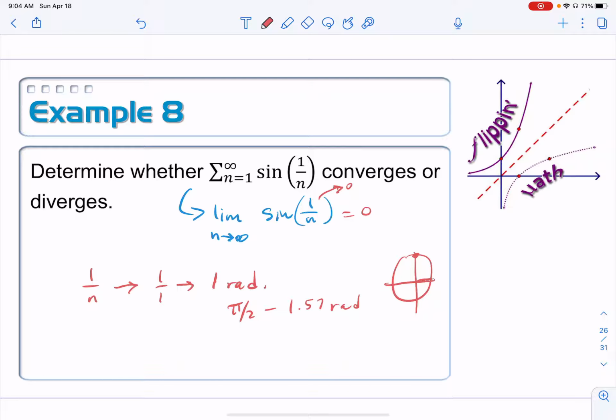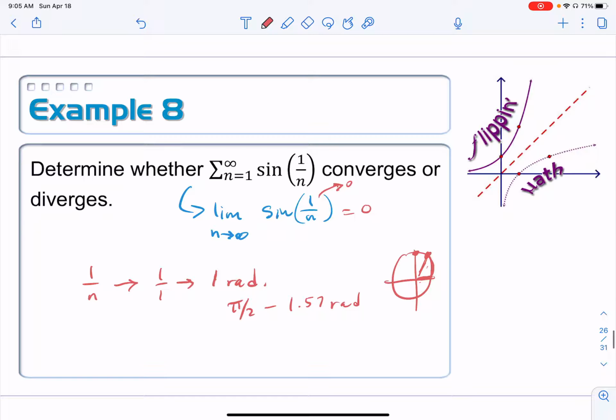1 radian is the same exact length as this. Wrap around there, there's 1 radian, right there. It's almost at the 1 o'clock mark on a clock. So that's a positive number. And this angle right here is just approaching 0. It's always going to be a positive number. So we can conclude that these terms are positive, which is a good thing because we need that to be true in order to apply either the limit comparison test or the direct comparison test.